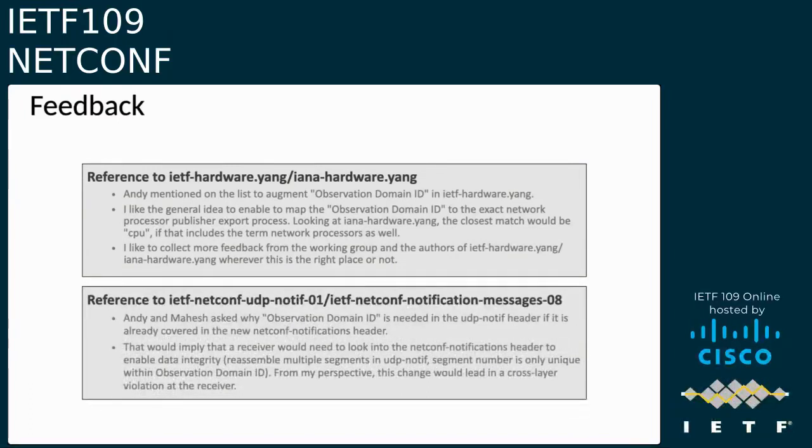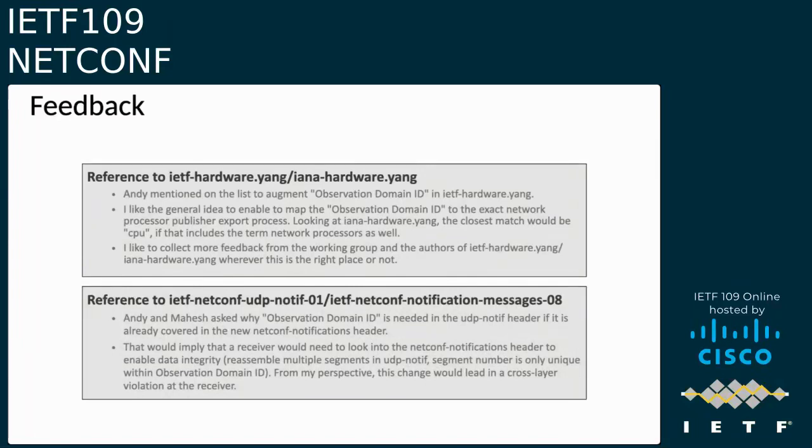All right, I'll put myself in the queue and ask. If I understand, I think Andy's question was, and I don't want to speak for him, how do you identify a line card that has either been unplugged and put back in, versus one that has been replaced by another line card of exactly the same type? How would you be able to distinguish between those two line cards? Right. That's only possible if you start to model observation domain ID in a YANG model. And currently neither IETF hardware nor IANA hardware is supporting this.